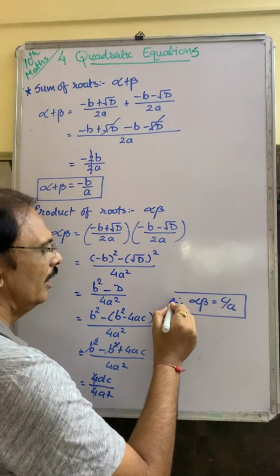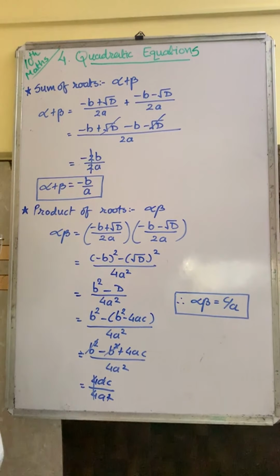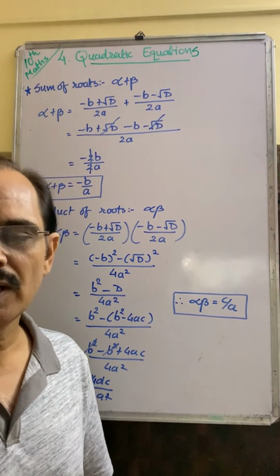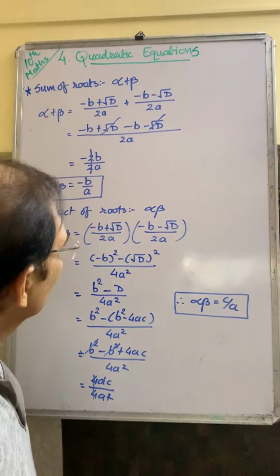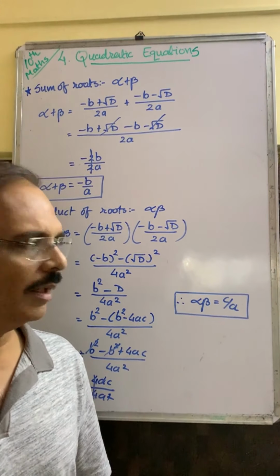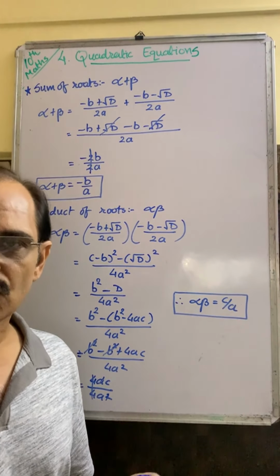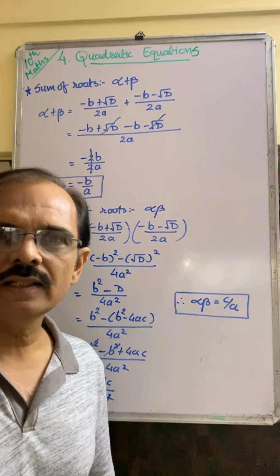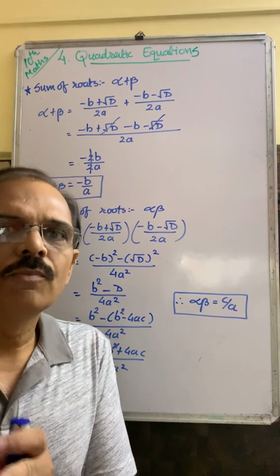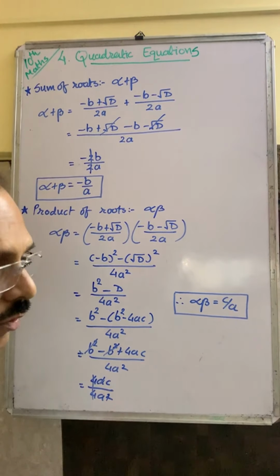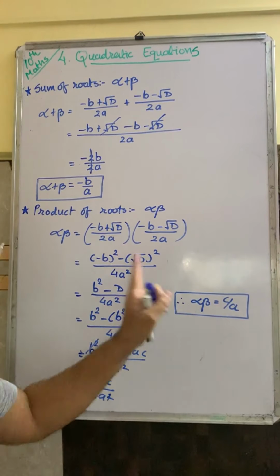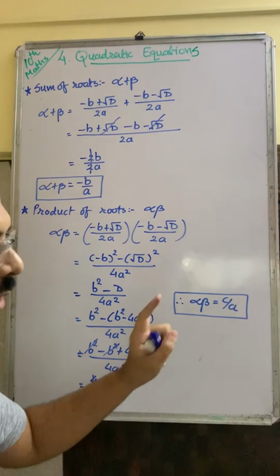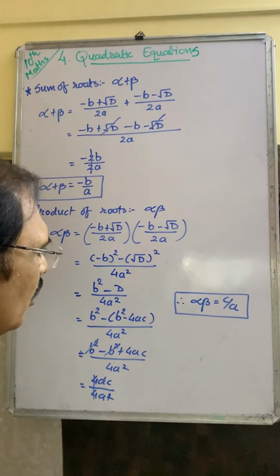You can relate with polynomial: alpha beta is c upon a, constant term upon coefficient of x square. Do you remember? Yes. So alpha plus beta is minus b upon a, alpha beta is c upon a. Okay, this is the derivation. Now from this derivation, sometimes very tricky and hatke objective questions will be asked. Remember these two things: sum of the roots, alpha plus beta, is minus b upon a. Product of the roots, alpha into beta, is c upon a.